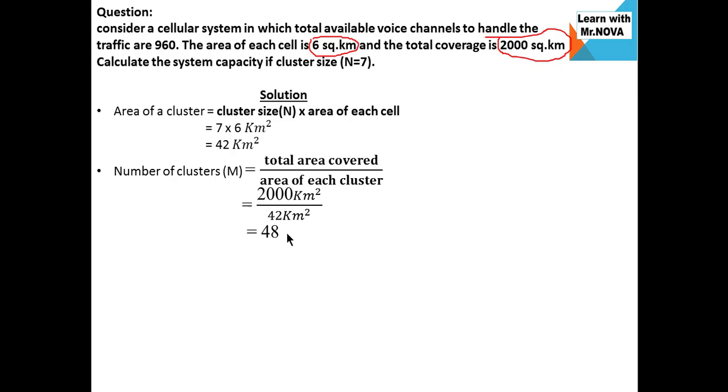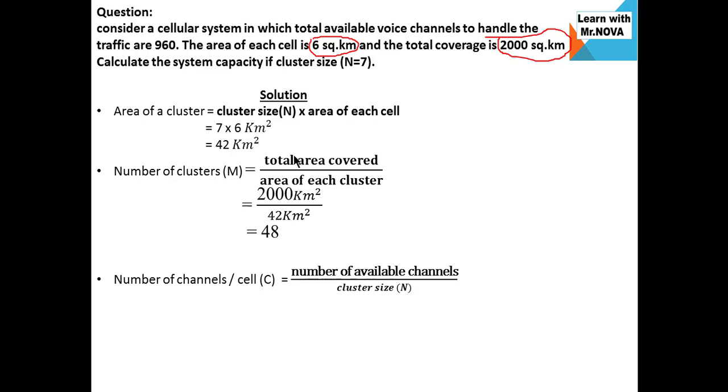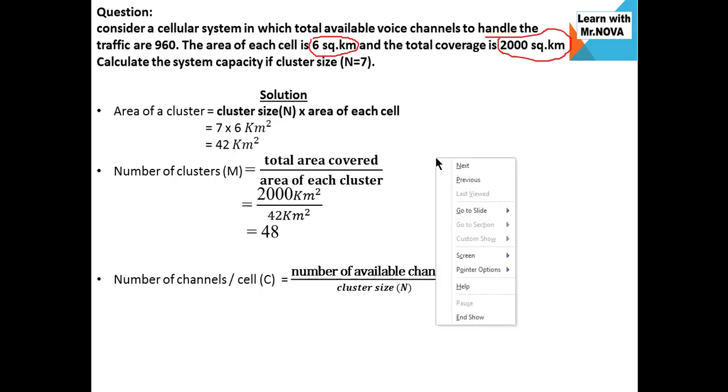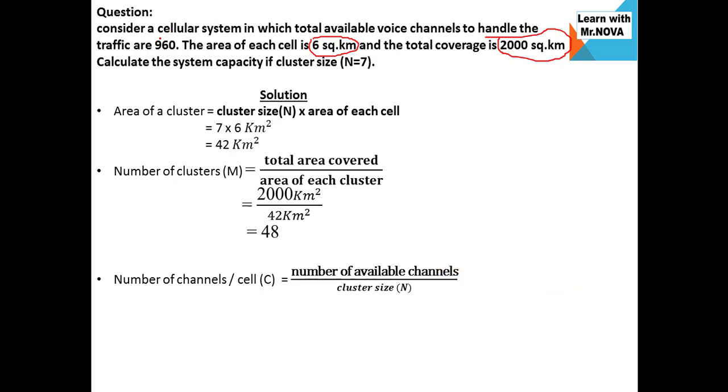Thirdly, you have to calculate the number of channels per cell. The number of channels per cell is calculated as the number of available channels divided by the cluster size. If you read from the question, the number of available channels is given as 960, and the cluster size still remains 7. So 960 divided by 7 gives us 137 channels.